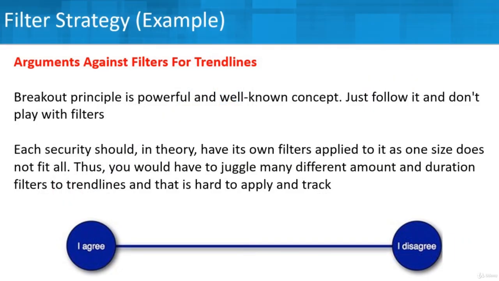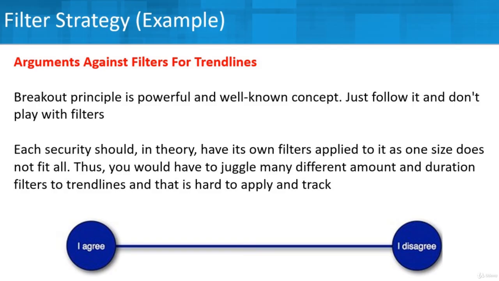So if you're using a filter strategy, there are definitely some arguments against using filters for trend lines. There are good arguments for using filters for maybe other indicators, but for trend lines, there are some good arguments against them, and you should be aware of those. And one of them is that the breakout principle is a very powerful and well-known concept. If you just follow it and you don't play with filters, you're going to be fine. And that's very true. In fact, I would say that's the number one argument: stick with that powerful, well-known concept, and it's simpler that way, and you can execute that way, and you can have success that way.